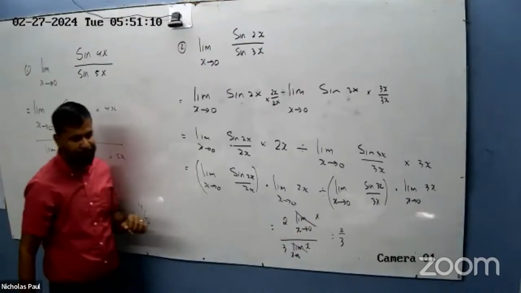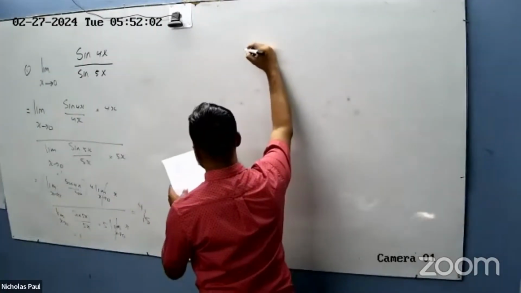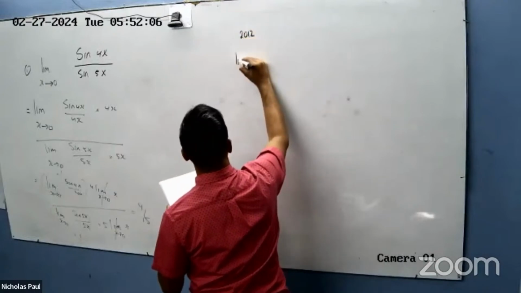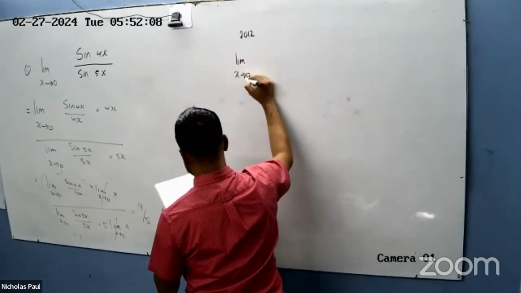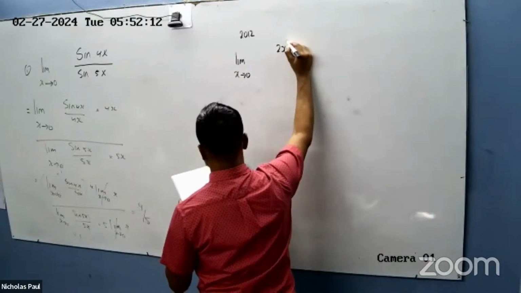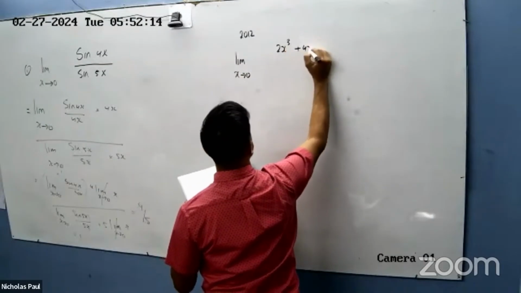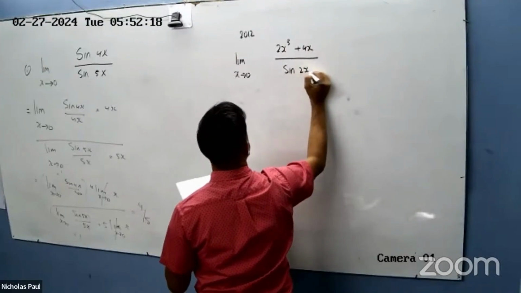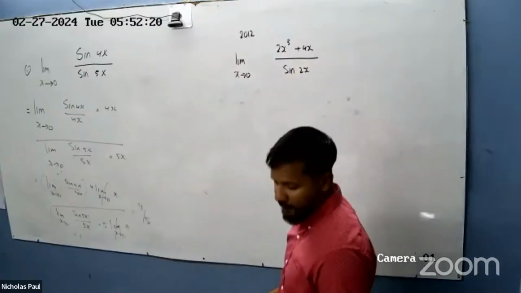All right, let me try this one here. This is 2012. The limit as x approaches 0 of 2x cubed plus 4x, all over sine 2x.